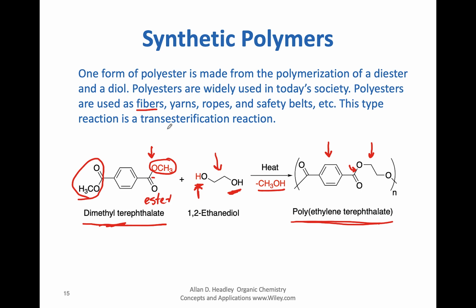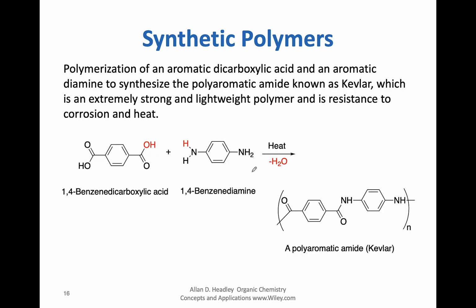You've probably heard about polyesters, yarns and ropes, very strong ropes. Go to the hardware store, you'll see most of the ropes are made from polyester, which is a polymer shown here. Safety belts, that type of stuff. So this again is a transesterification using two monomers here. Let's look at another example.